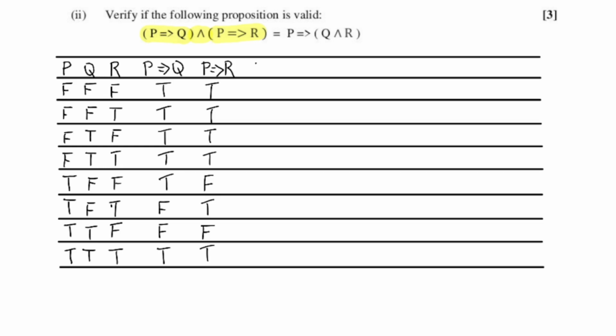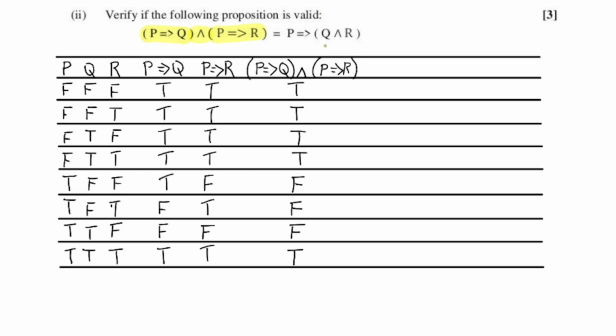So the next column is for P implies Q and P implies R. We'll have a true when both these are true, otherwise we'll get a false. So we are getting true, true, true, true, and true and false is false. So we'll get a false over here, then again a false over here, and then again a false over here, and then finally a true over here.